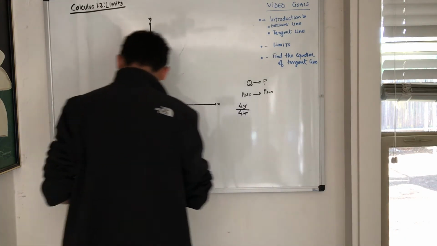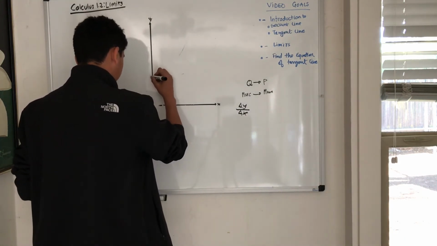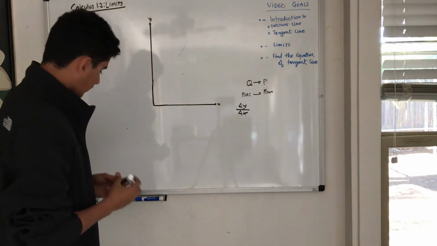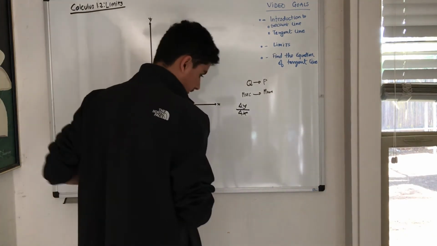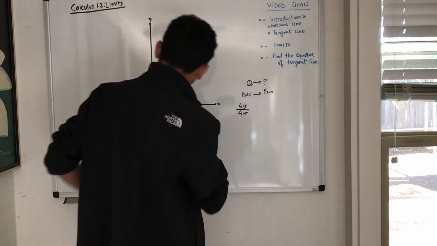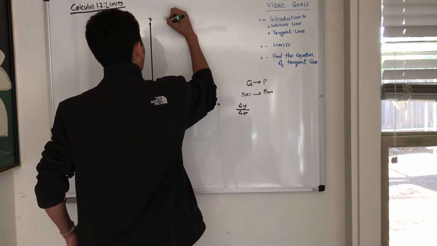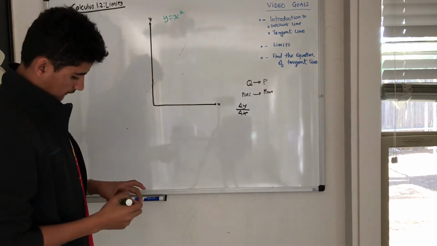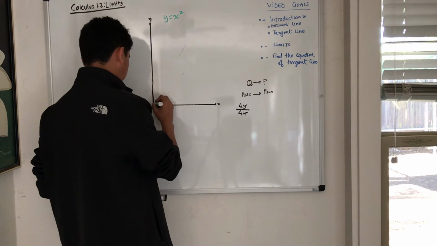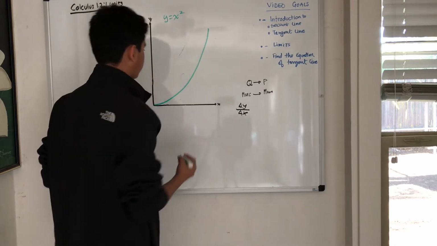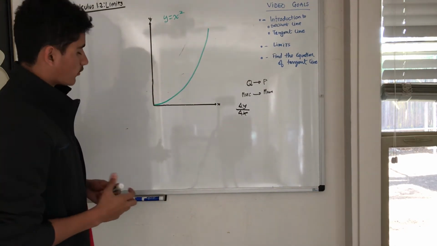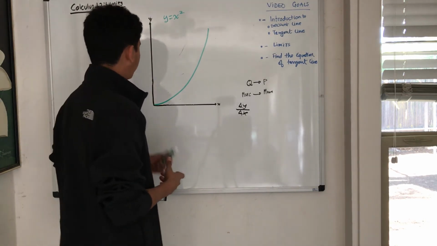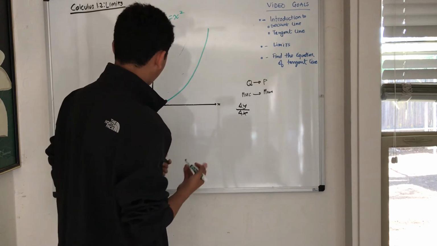Okay. Let's fix our graph here a bit. So our example is going to be a graph of y is equal to x squared, and our graph is going to look something like this. We're going to try finding the slope at the point 1, 1.